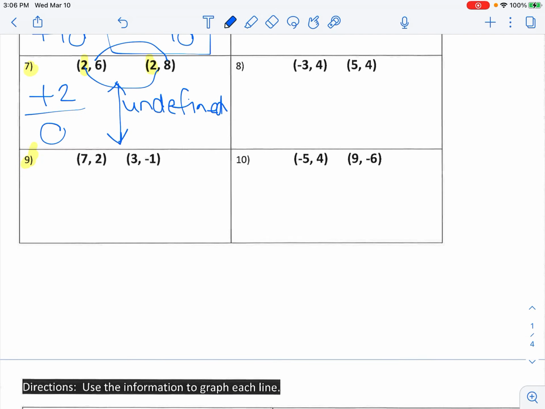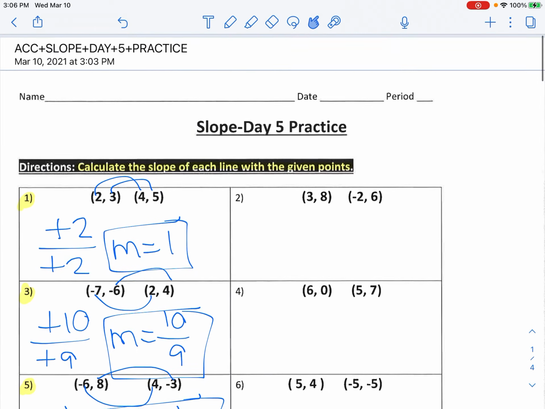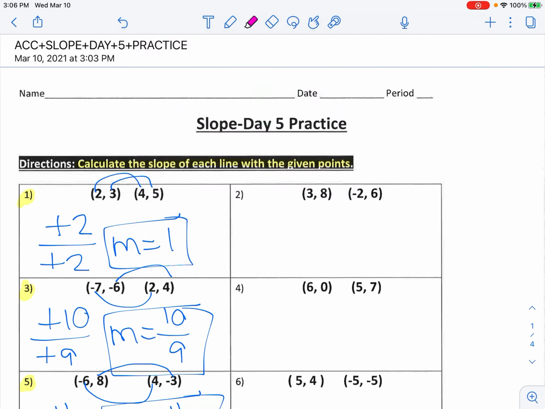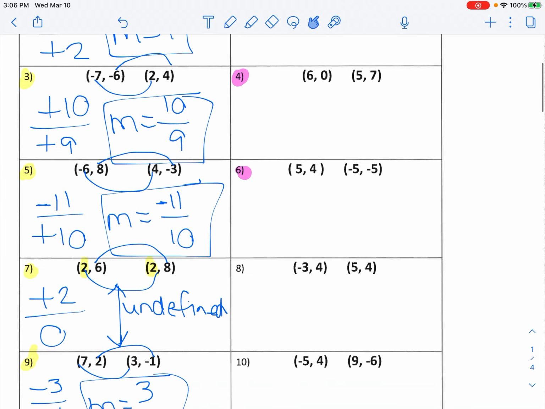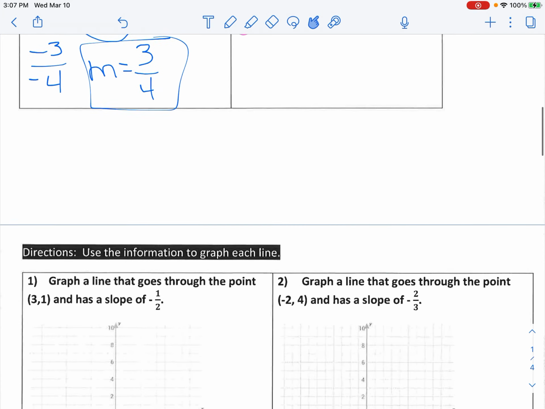Number 9, the change in y from 2 to negative 1 is a change of negative 3. From 7 to 3 is a change of negative 4. So that would simplify m equals 3 to 4. So tomorrow you guys will come over here and you will complete numbers 2, 4, 6, 8, and 10, just like I did 1, 3, 5, 7, and 9.